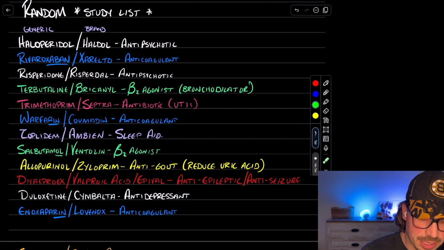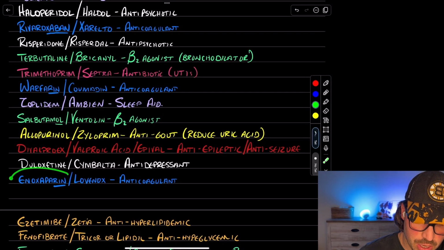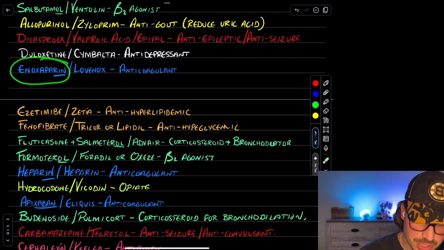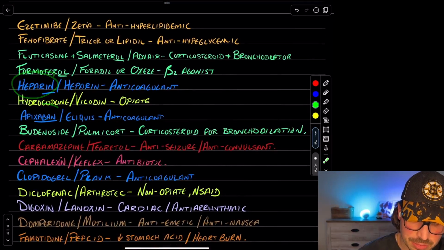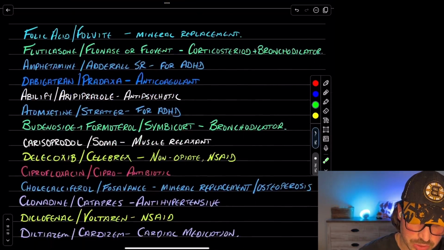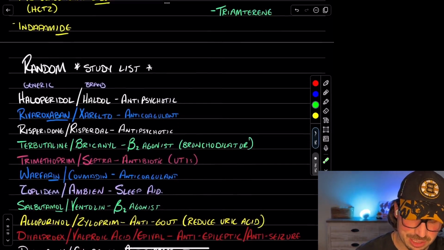So anticoagulant medications. You've got ones like warfarin, enoxaparin, heparin, apixaban. Ignore that. But some of them do follow some sort of convention. It's just not all of them. So it's very kind of annoying.